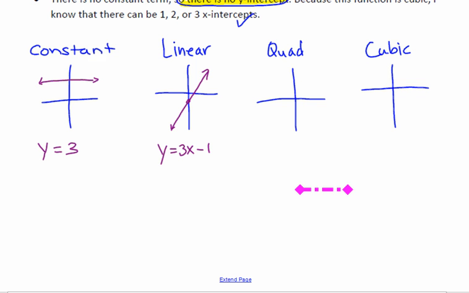A quadratic, if you had y equals 3x squared, what would that look like? A U opening up. Okay, and a cubic, y equals 3x cubed plus 3x squared minus x plus 1. What would that look like? Couple humps.